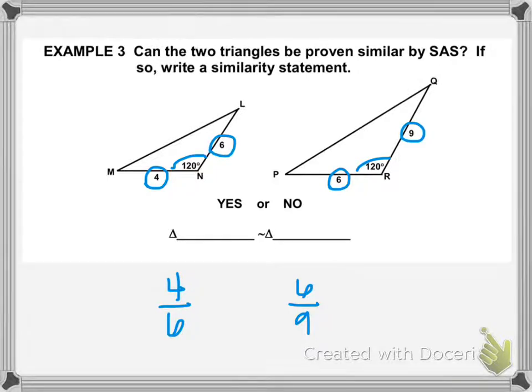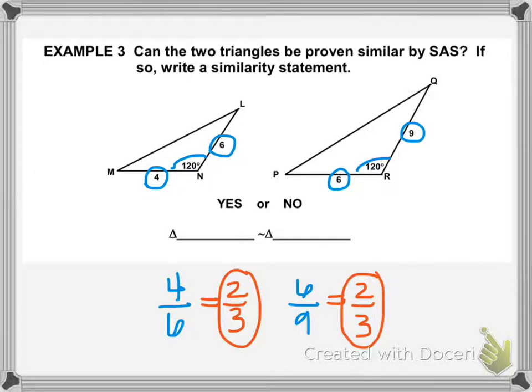Now to see if these two ratios are equal, which would mean that the sides are proportional, remember all the different ways we can tell if ratios are equal or fractions are equal. I think the simplest way is to reduce. Remember, you can just type these fractions in your calculator and it will reduce for you. 4 over 6 simplifies to 2/3. 6 over 9 also simplifies to 2/3. So because they simplify to the same fraction, that means the ratios are equal, which means the sides are proportional.